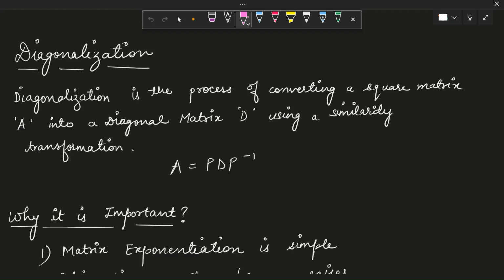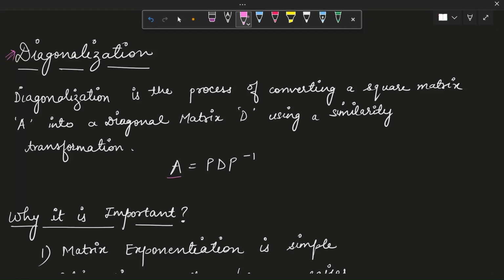Today we are going to discuss diagonalization. Diagonalization is a crucial concept in linear algebra that simplifies matrix computations, making it essential for machine learning, data science, and artificial intelligence. So, what actually is diagonalization? It is a process of converting a square matrix A into a diagonal matrix D using a similarity transformation.